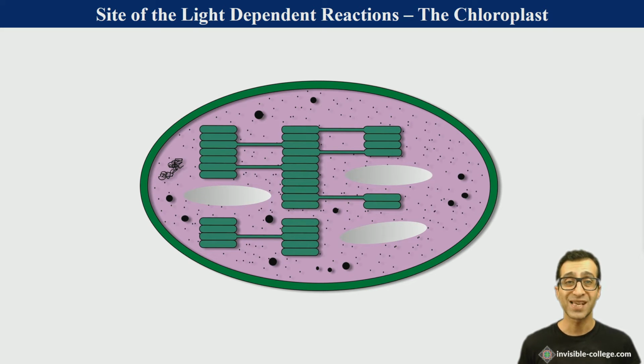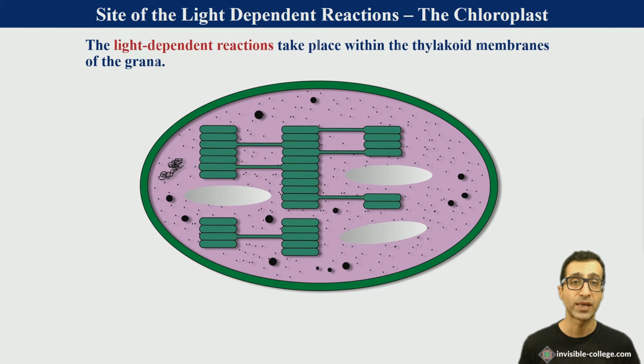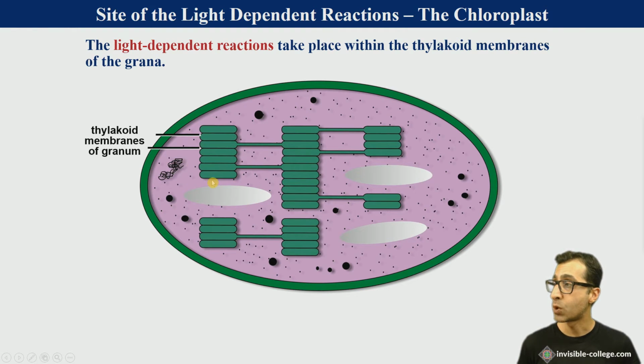So the chloroplast is the site of the light-dependent reactions. Now hopefully in your revision of the topic of cell biology, you will have gone into the ultrastructure of the chloroplast in some depth, but we'll quickly make reference to it here. Now, the actual biochemical reactions involved in the light-dependent pathway take place within the thylakoid membranes of the grana. So this is one granum here, and you can see the thylakoid membranes of the thylakoids which are stacked into that granum.